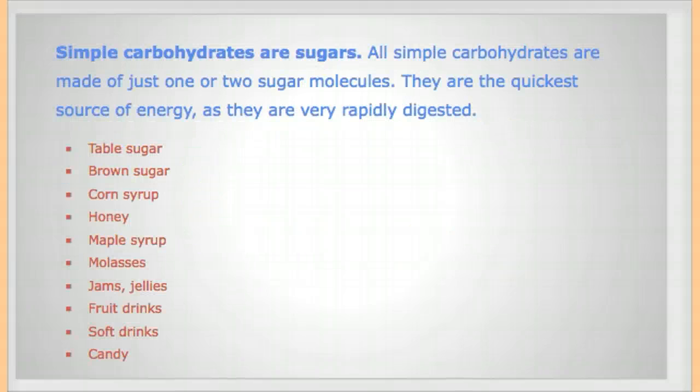So simple sugars are found in foods such as your table sugar, brown sugar, corn syrup, honey, molasses, soft drinks, candy, and so forth. These are very sweet tasting things. When the sugar is simple, it causes food to taste a bit sweet. So all simple sugar are made up of just one or two sugar molecules. And they're the quickest source of energy.